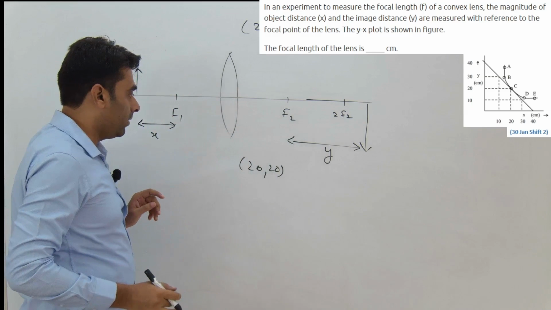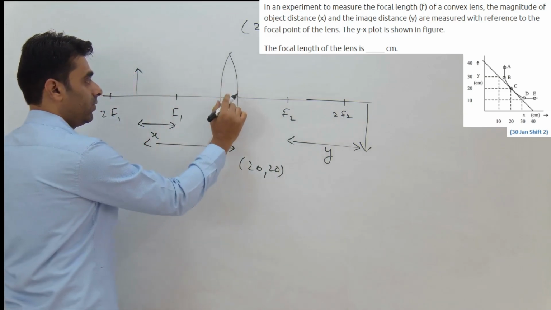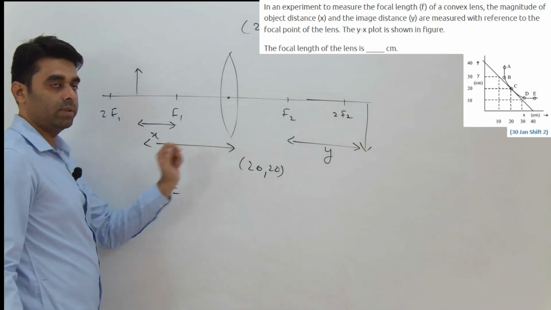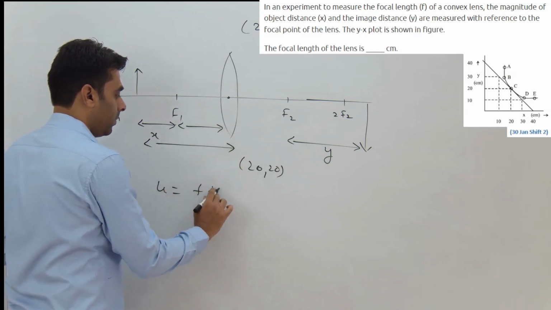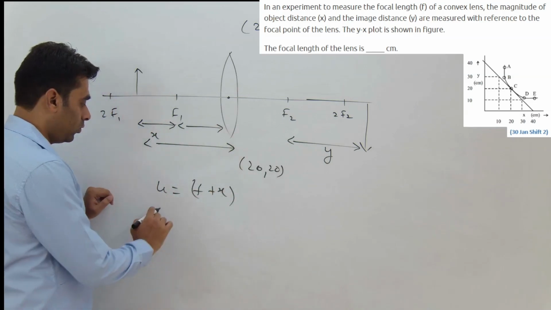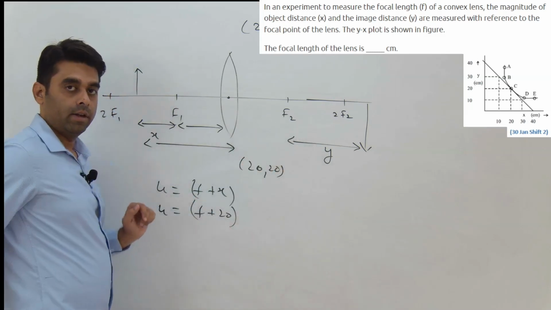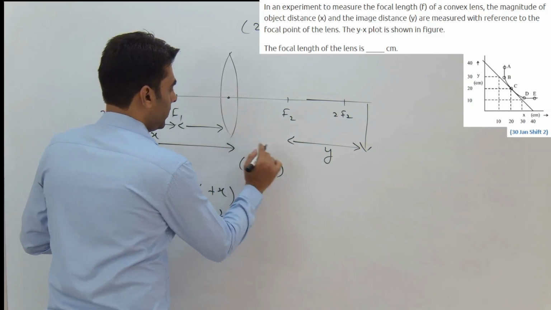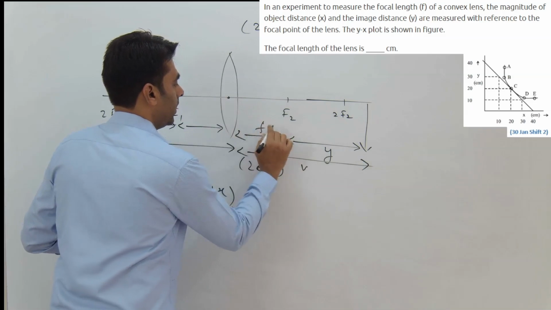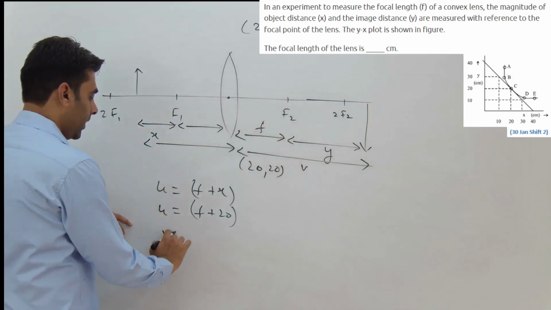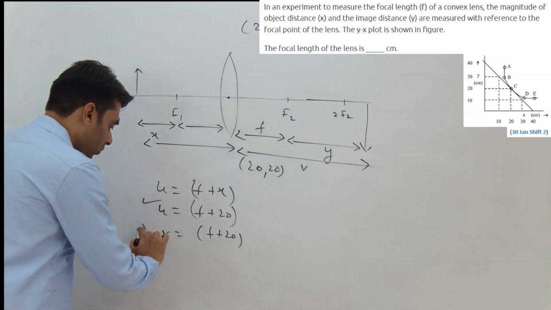How can we use it? Object distance u, when we measure it, is always measured from the optic center. So this is x, and this is our focal length, so the object distance will be f plus x. So the u value we can write as f plus 20. Next, for the image distance v, this is our image distance v, and this is the focal length f. So the v value can again be written as f plus 20. We have got u, we have got v.